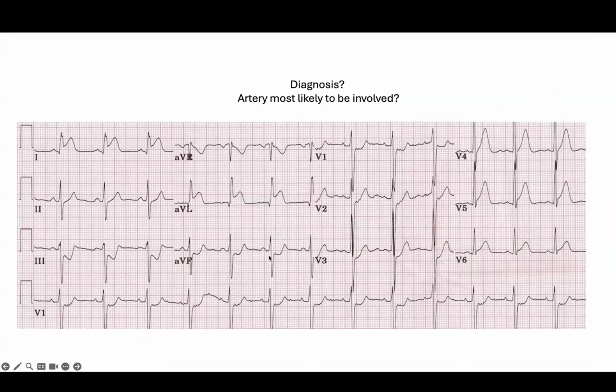So based on this ECG, here you can see there is a lot of ST-T changes. Which artery is likely to be involved? Left main, no. You can see there is ST depression in. Okay, so we'll go ahead.